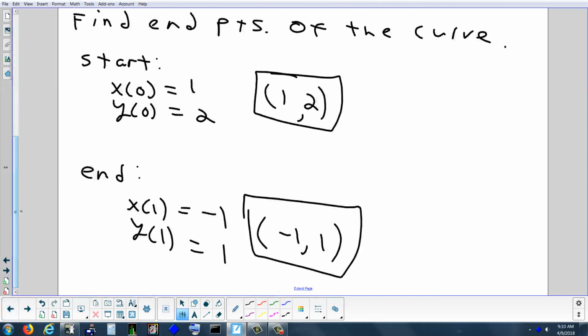Okay, so any question on finding the start and end points, or a little bit with graphing? We'll do a lot more with graphing as we go. But there's really no separate lesson I'm going to give you on how to do things on the calculator in parametric. I'm just going to kind of show you stuff as we go.